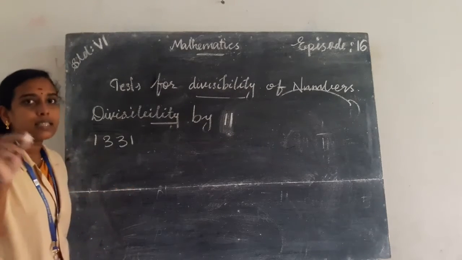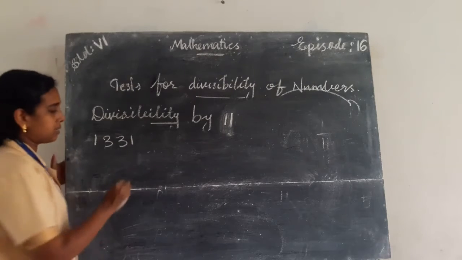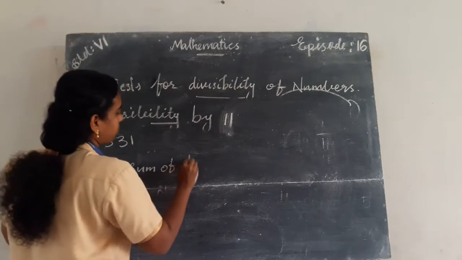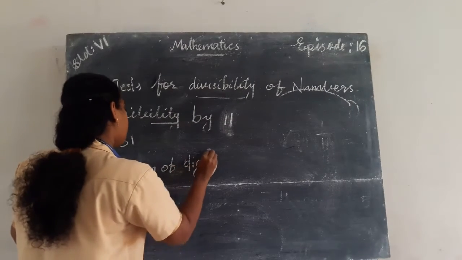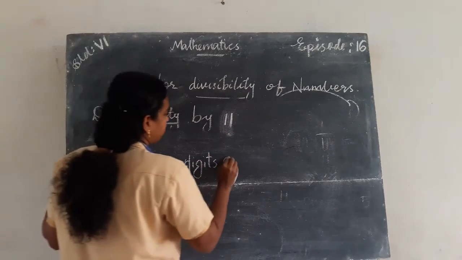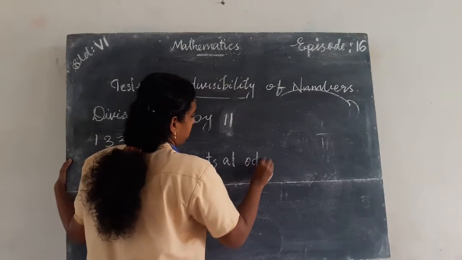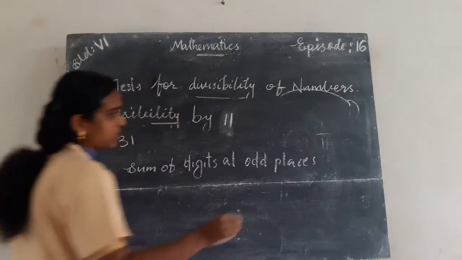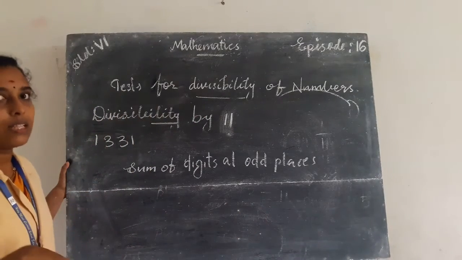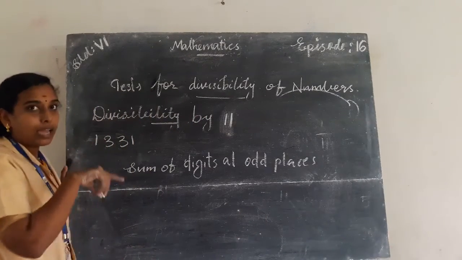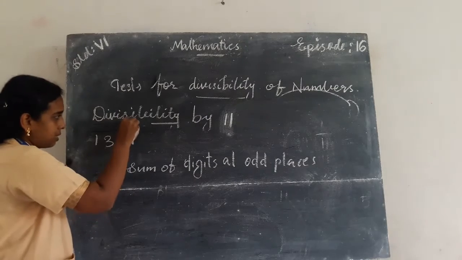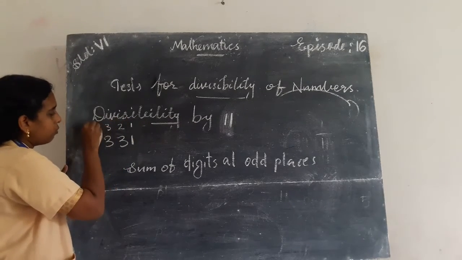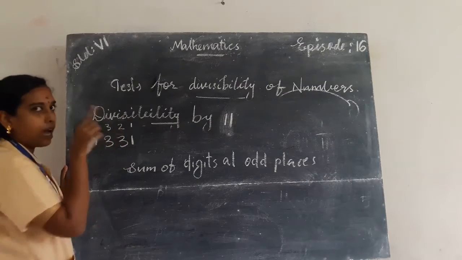First we take the sum of the digits at the odd places. Odd place means first, third, fifth, seventh position. Okay. Here, from the right, this is the first position, then this is the second position, third position, fourth position. Now 1 and 3 are odd places.